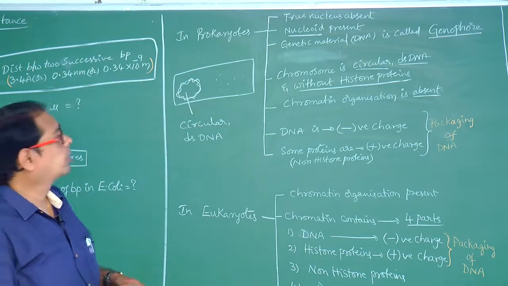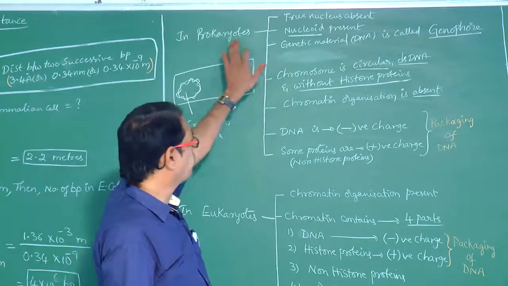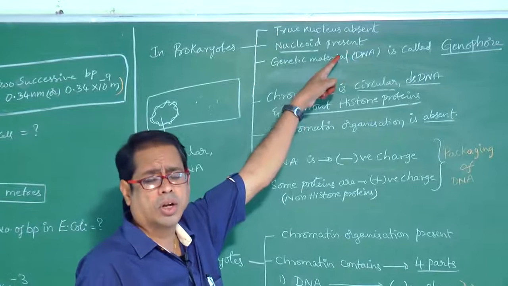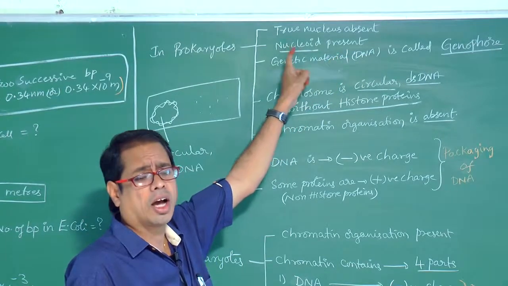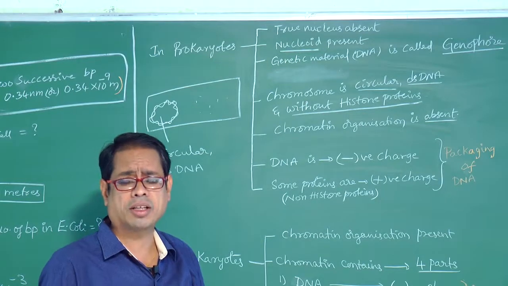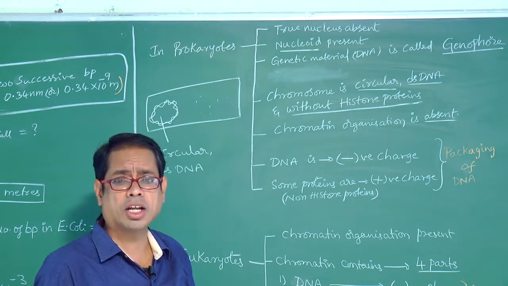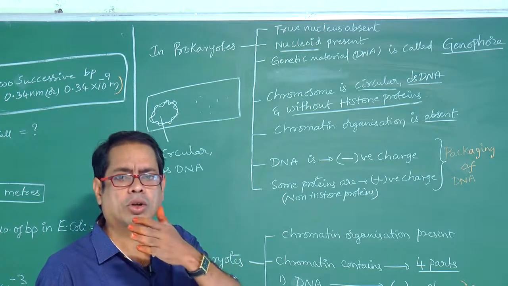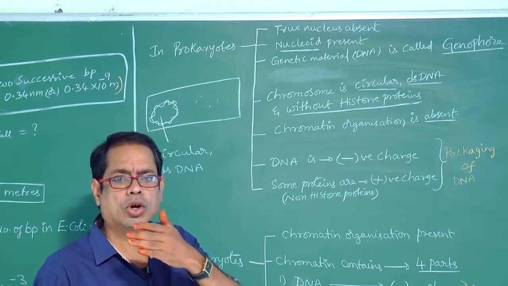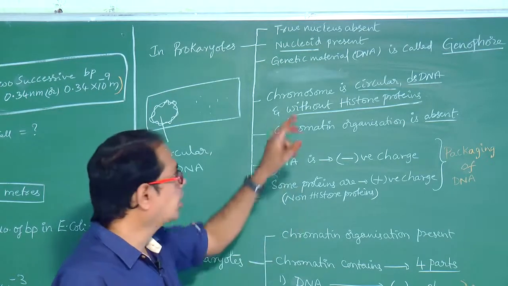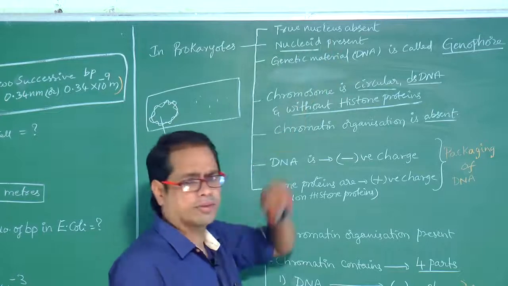Now look here, my dear students. In prokaryotes, a true nucleus is absent and a nucleoid is present. So a distinct nucleus is absent. That type of nucleus is called a nucleoid. No nuclear membrane, no nucleolus, no nucleoplasm. That type of nucleus is called the nucleoid.